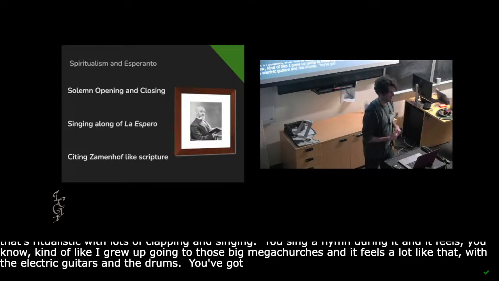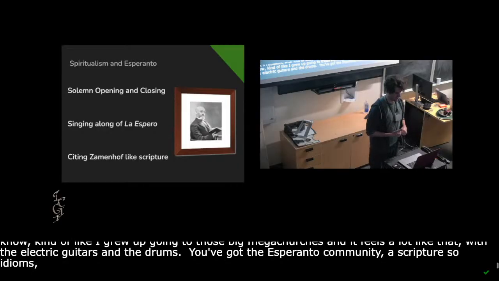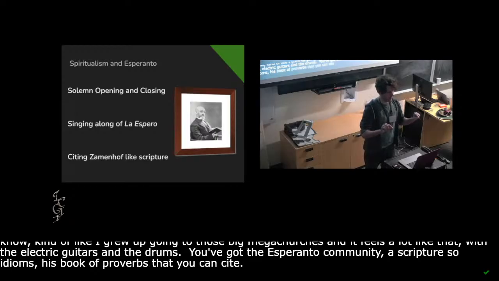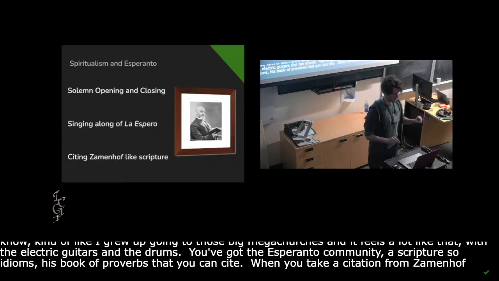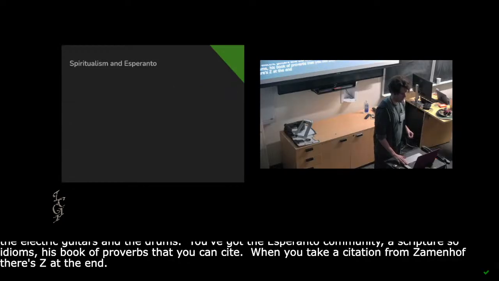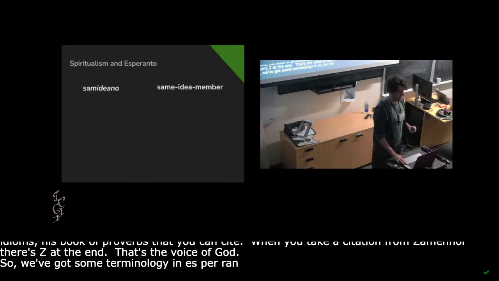And then you've got the Esperanto community citing Zamenhof like scripture. So you get lots of idioms. There's his book of Proverbs that you can cite. When you take a citation from Zamenhof in a dictionary, there's a little Z at the end. It reminds me of red lettering in a Bible, if you're familiar, that's the voice of God. So we've got some terminology in Esperanto that is unique and a little culty. We've got samideano, which is same-idea member, and that is basically a word for comrade.